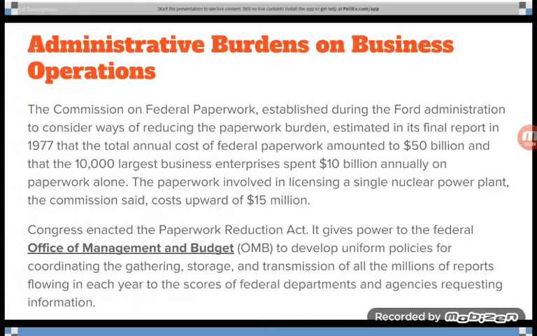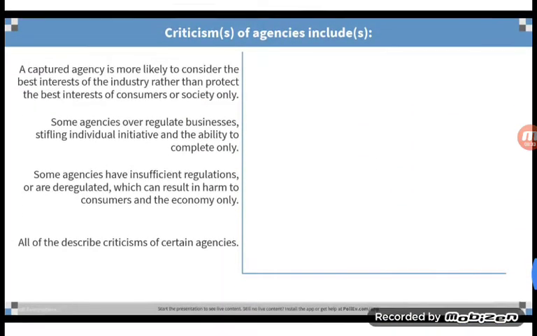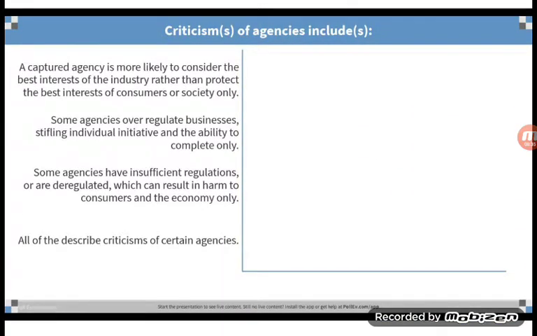Excessive burdens of administration. So talking about laissez-faire capitalism, that's bad. You need regulation, but we don't want to over-regulate. Congress enacted the Paperwork Reduction Act. It gives power to the federal Office of Management and Budget, OMB, we were talking about that before, in regards to fiscal and budgeting of administrative agencies, to develop uniform policies for coordinating the gathering, storage, and transmission of reports, trying to get a reduction on this paperwork cost. What are some criticisms of agencies?